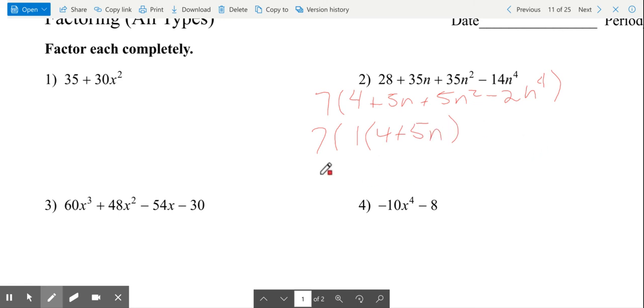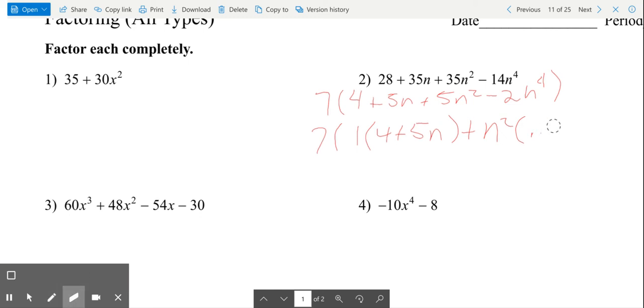So then in this one, I can't factor out anything with the numbers, but I can factor out an n squared. So I'm going to do that. So I'm going to have plus n squared 5. Oops, that's not a 5.